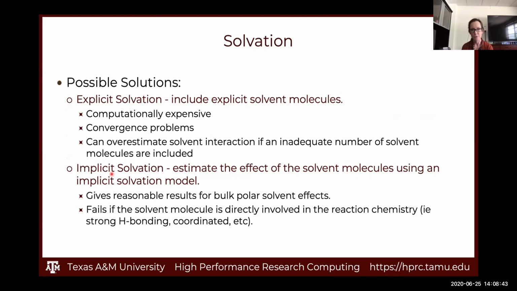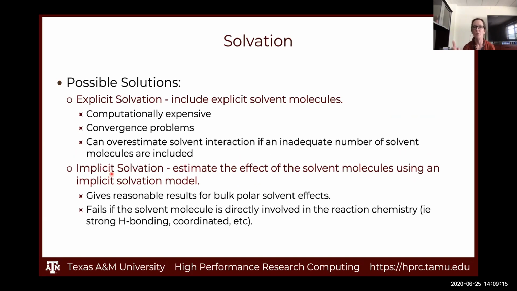So our possible solutions to solvation: we can do explicit solvation or we can do something called implicit solvation. With explicit solvation, you include the molecules explicitly. You add them to your calculation. The major drawback is that you increase your computational costs substantially. It's computationally expensive because you're including more basis functions, so your matrices get bigger and there are more two-electron integrals to calculate. On top of that, you can run into a lot of geometry optimization convergence issues.